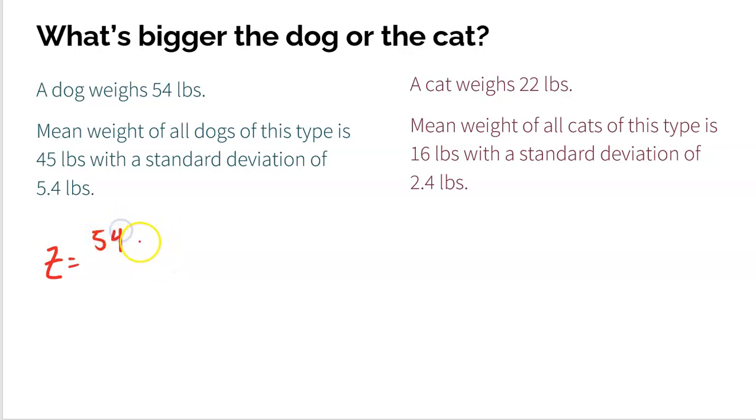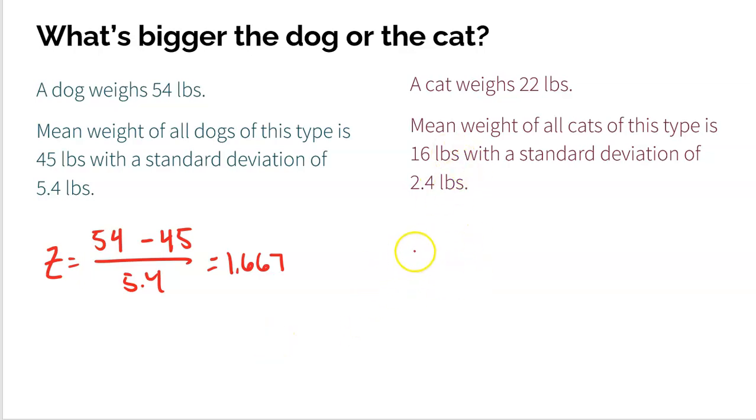Take the weight of the dog minus the mean of the dog, divided by 5.4. Grab your calculator. 54 minus 45 is 9. Then divide that by 5.4. We get a z-score of 1.667. So this is a dog that's on the higher side. It's not quite to that 2 where it's like, oh, that's pretty high, but it's close to 2. 1.667 is pretty close to 2. So this is a bigger dog.